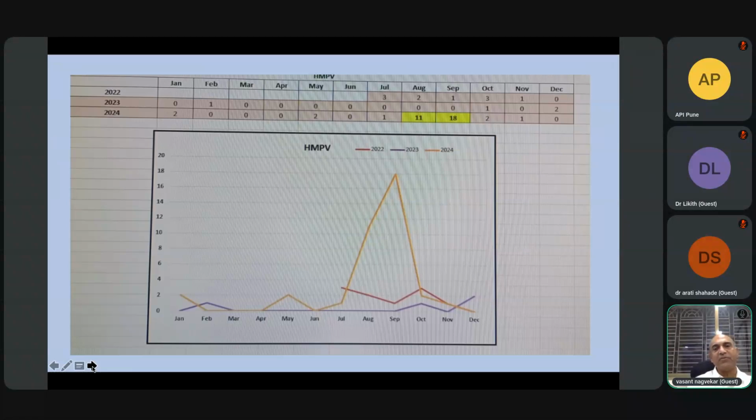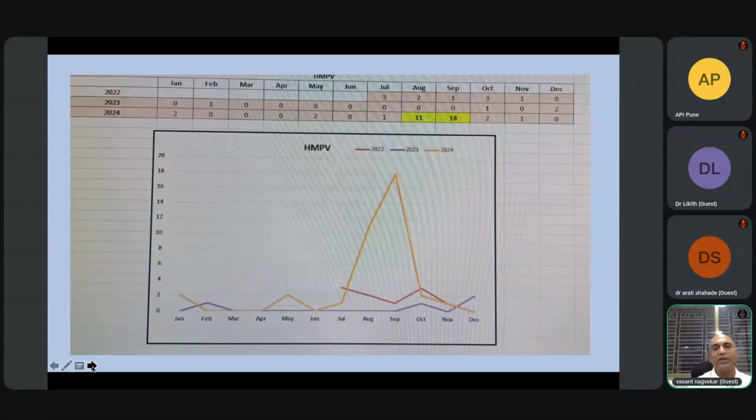This is the data from one of our hospitals, which showed that the number of respiratory syncytial virus and human metapneumovirus cases was predominantly in the monsoon season, compared to what we should have seen in the winter season. But believe me, this December we had 0 cases. November, we had 1 case. And only in August and September. I spoke to my friend in another hospital, and they said the same thing, that maximum cases were seen in the monsoon.